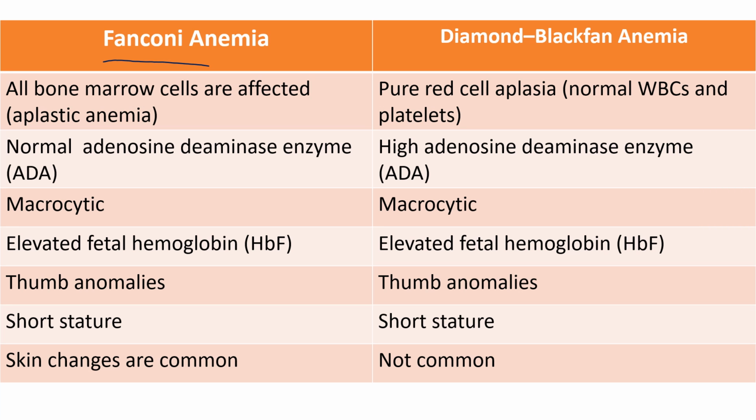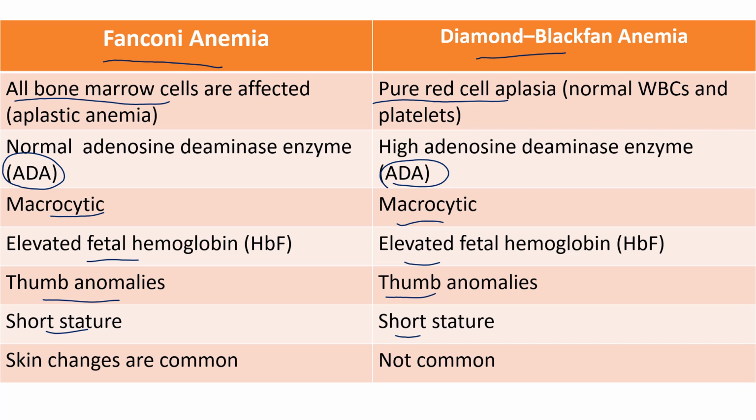This table is to differentiate between Fanconi anemia and Diamond-Blackfan anemia. In Fanconi anemia, all bone marrow cells are affected. It is aplastic anemia. Diamond-Blackfan anemia is a pure red cell aplasia with normal white blood cells and platelets. Normal ADA in Fanconi anemia, elevated in Diamond-Blackfan anemia. Both are associated with macrocytic anemia, elevated fetal hemoglobin, thumb anomalies, and short stature. Skin changes are common in Fanconi anemia. Café au lait spots are not common in Diamond-Blackfan anemia.